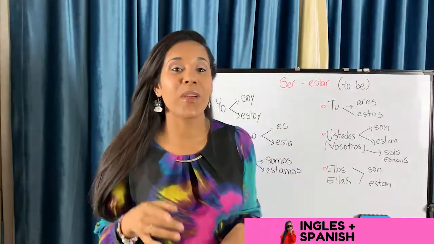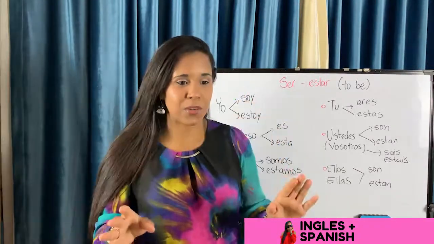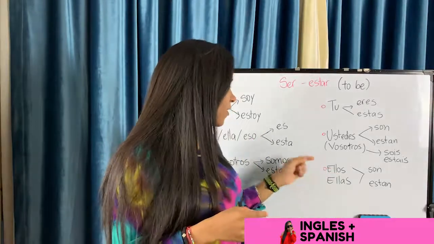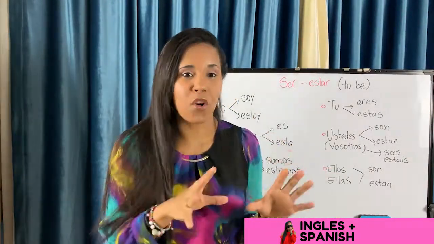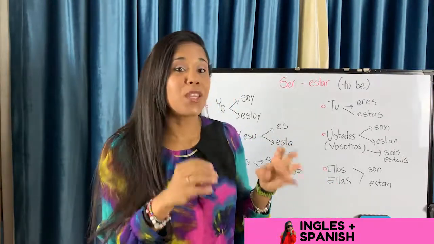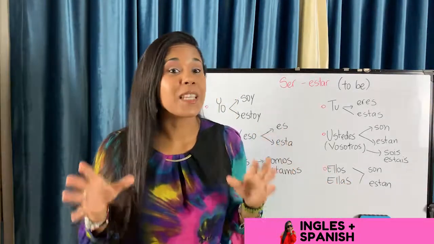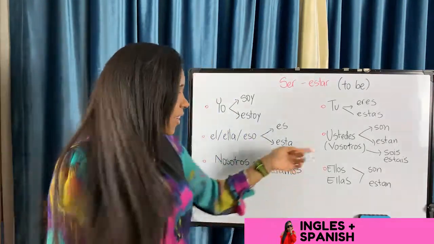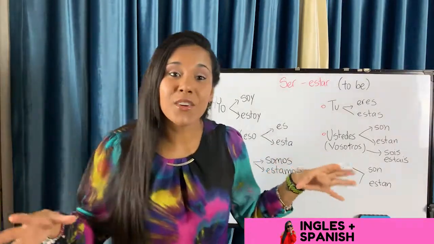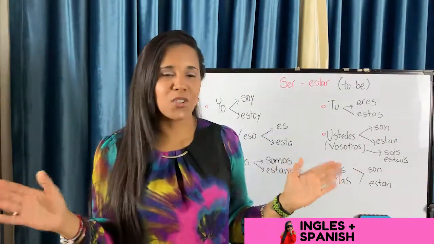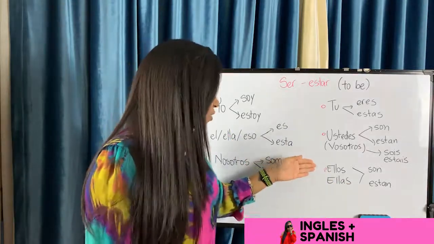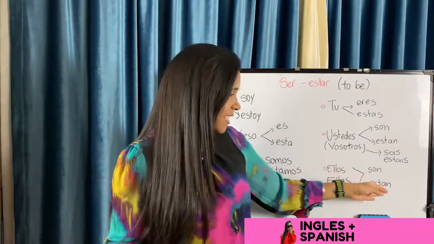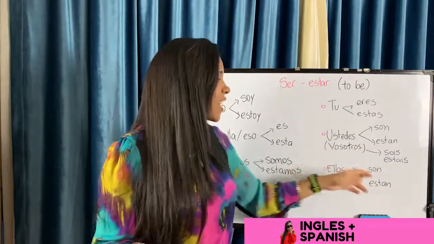Entonces, let's go with the third person in plural. Here, we also make a distinction, okay? So, if it's a group of boys, of men, we use ellos. If the group is only of women or girls, we use ellas, okay? So, ellos, ellas. But if the group is mixed, we always use ellos, okay? So, ellos, ellas is they. Ellos son, ellas están. Ellas son, ellos están.